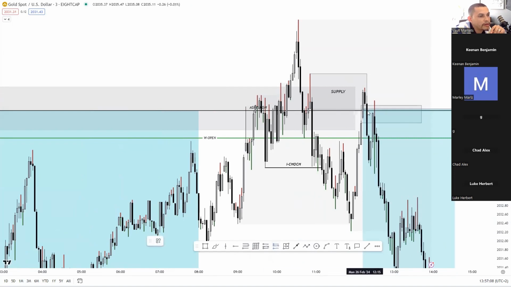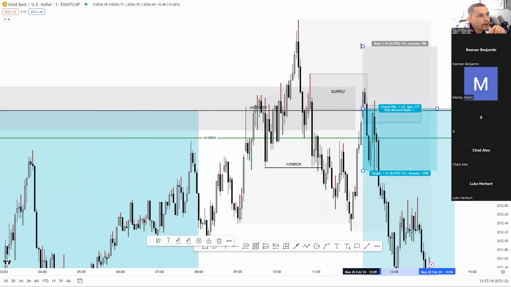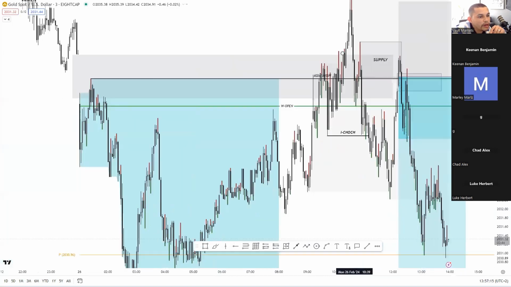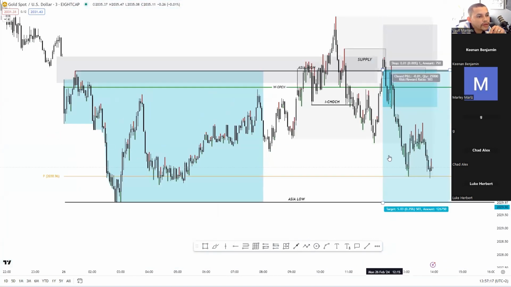And I had my sell limit at this level. My stop was 17 pips, and I'm targeting the Asian low. So as you can see, a nice risk reward of 1 to 5. That's basically how I took it.